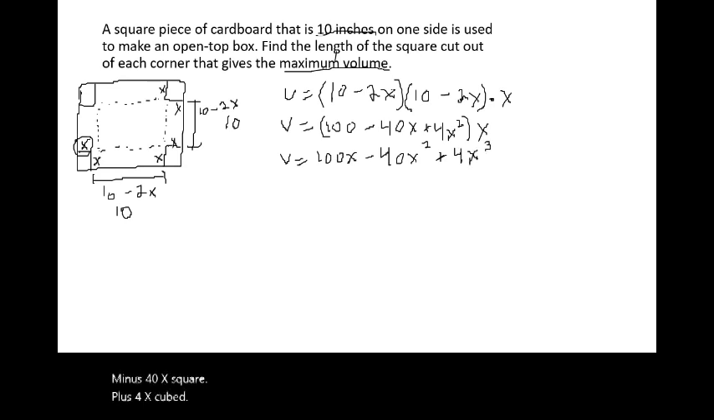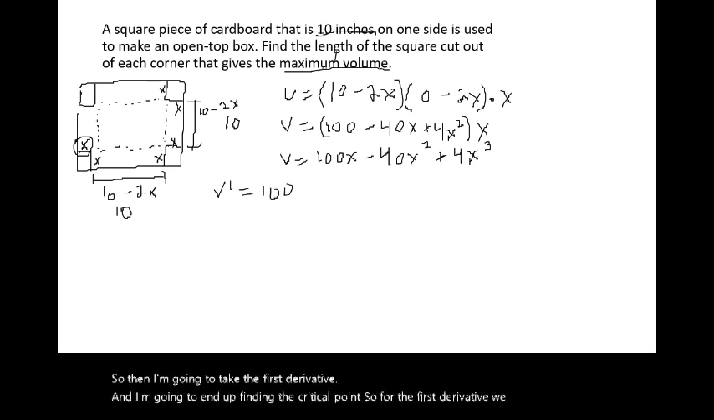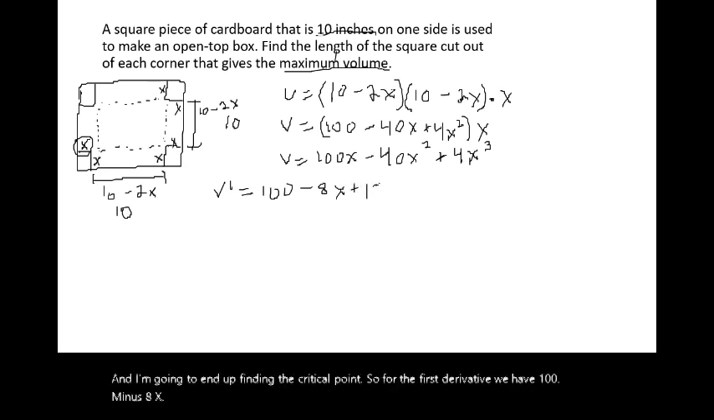So then I'm going to take the first derivative, and I'm going to end up finding the critical point. So for the first derivative, we have 100 minus 80x plus 12x squared.